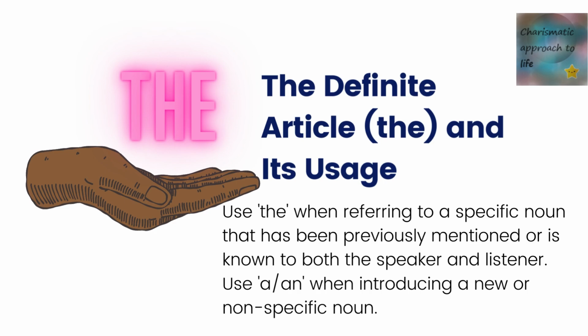Now, let's see firstly the definite article, the. The is referred to a specific noun when we are particularly talking about something previously mentioned and is known to both speaker and listener. Whereas a and an are used when introducing a new and non-specific noun, meaning in general.